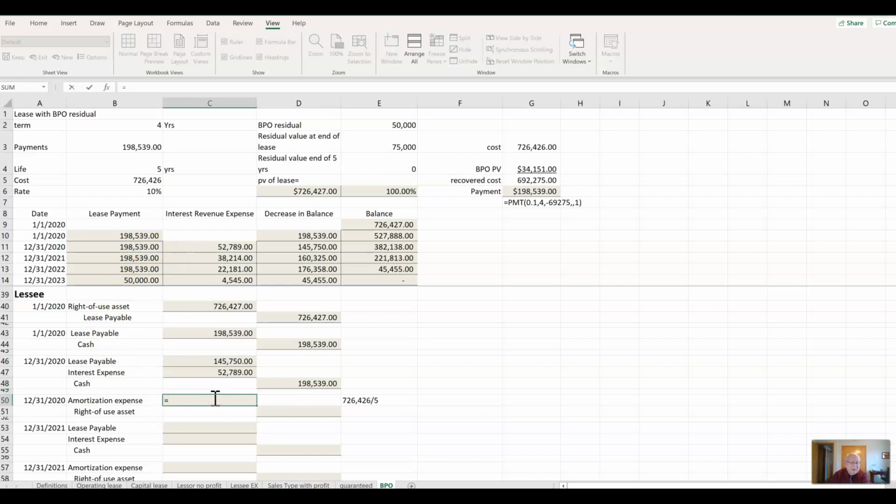Then we need to calculate the depreciation, and that's going to be the 726,427 divided by 5. And this is where it's a little different also, which is why I wanted to go over this side, because it's divided by 5. Because you're buying the asset, even though the lease is for 4 years, you're going to keep it for 5 years because you're purchasing the asset. So that's why it's divided by 5. Okay, and because of the rounding, that went to 7. I'll change that number.